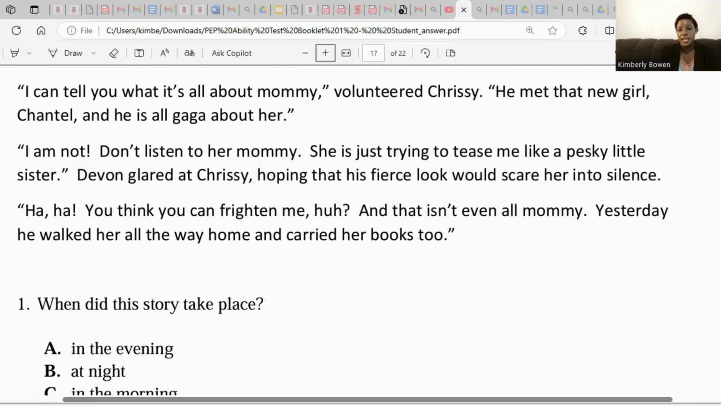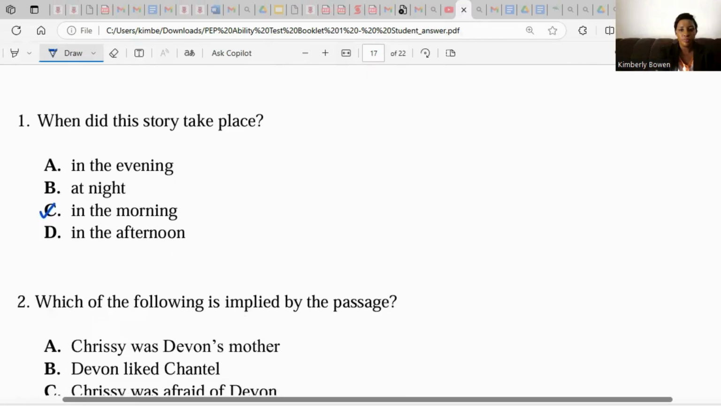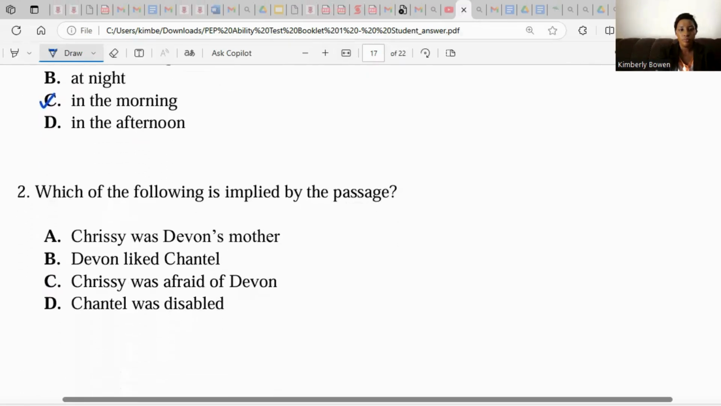When did the story take place? Because Devon is getting ready for school, we can assume that the story took place in the morning. And this is a think and search question because the passage didn't clearly say when this took place, but by reading our context clues, we can gather that it took place in the morning.